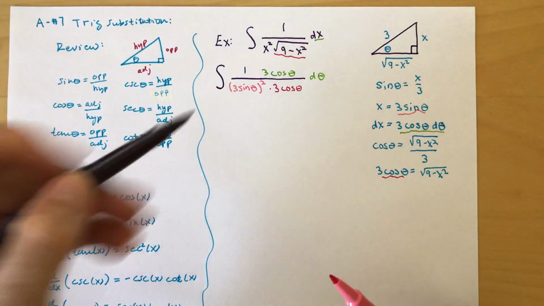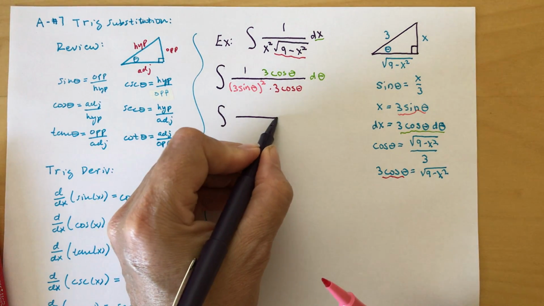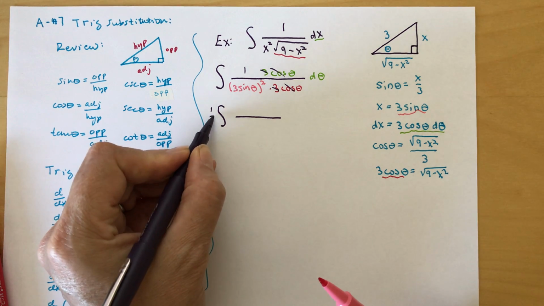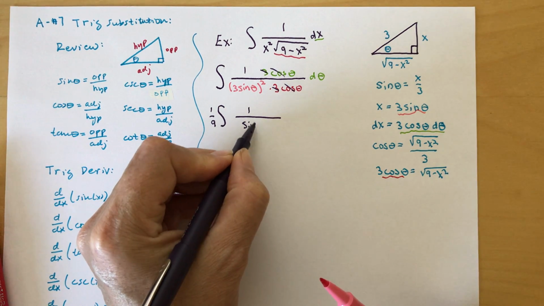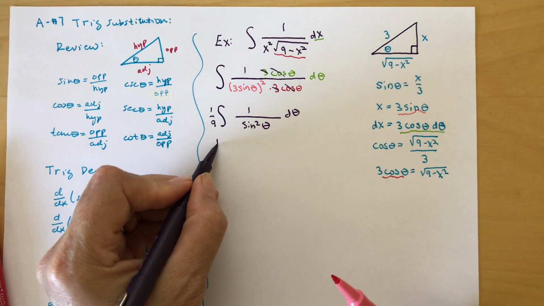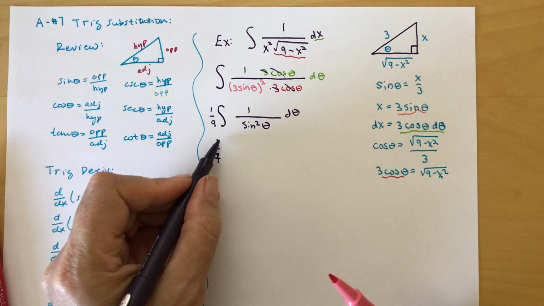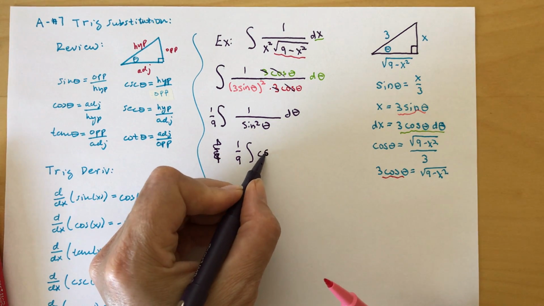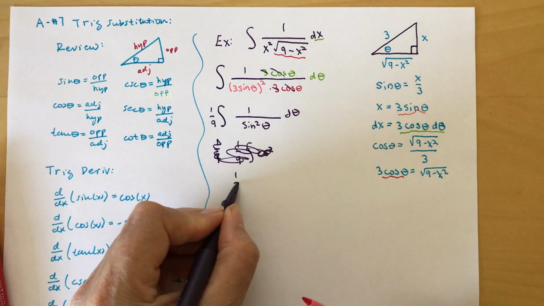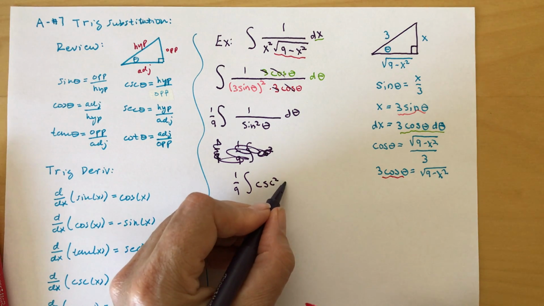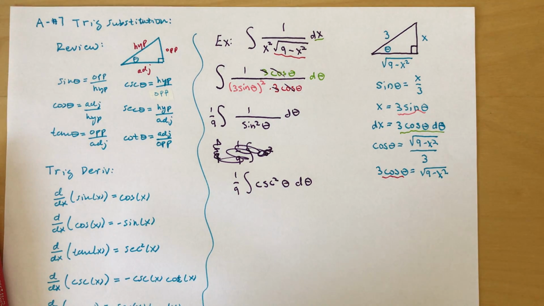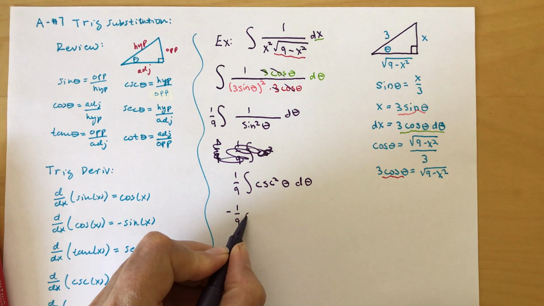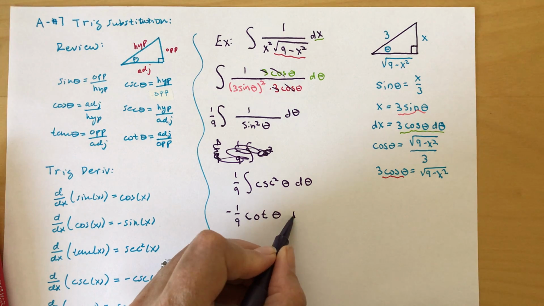And so this works out nicely because this turns into the integral, and the 3's can cancel. That is a 1/9, and it's 1 over sine squared theta d theta, which I don't really know the antiderivative of in that form, but keep in mind that 1 over sine squared is equal to cosecant squared. So it's 1/9 the integral of cosecant squared theta d theta, and the antiderivative of cosecant squared is negative cotangent, plus c.